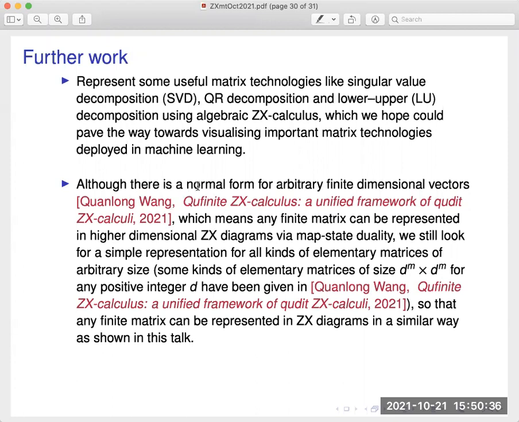Although there is already a normal form for any finite dimensional vector, which means that in principle you can represent any higher dimensional ZX diagram, any matrix, we don't want to use the normal form for a vector. So we want to do this in a way similar to what we just showed. So this is also future work: how to represent any finite matrix relatively efficiently.